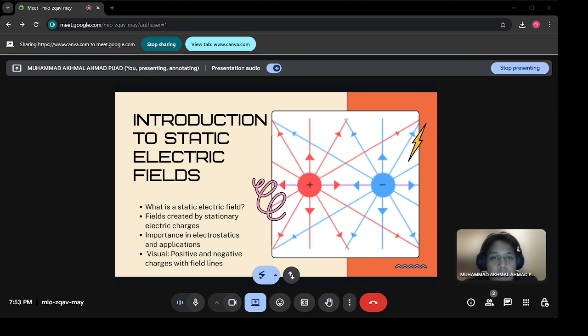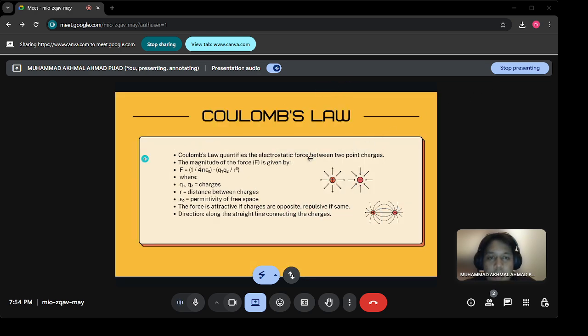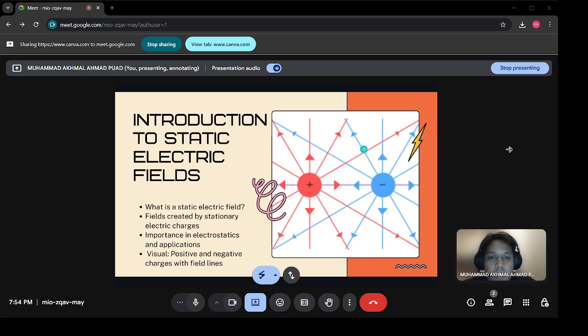For the introduction to static electric field, what is the static electric field? It is a field created by stationary electric charge. Importance in electrostatics and application. For the visual, positive and negative charge with the field lines.